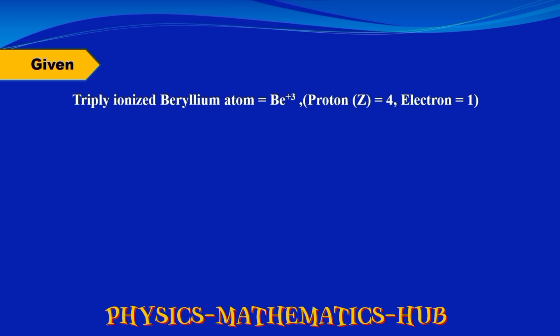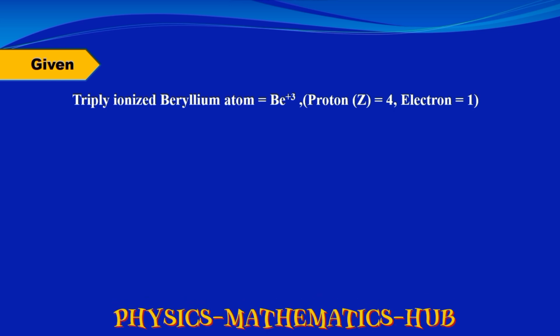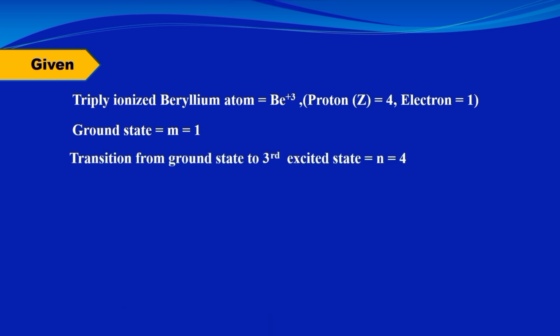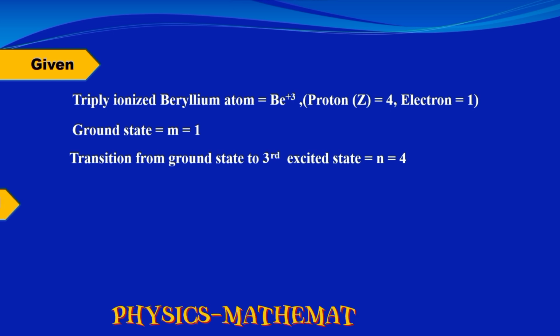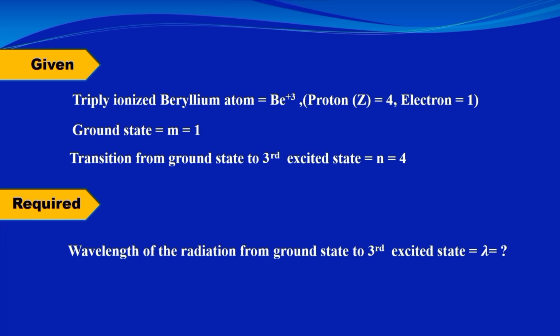We are given a triply ionized beryllium atom having 4 protons and 1 electron. Ground state is denoted by M and is equal to 1. Transition from ground state to third excited state is denoted by N and is equal to 4. We are required the wavelength of the radiation from ground state to third excited state denoted by lambda.